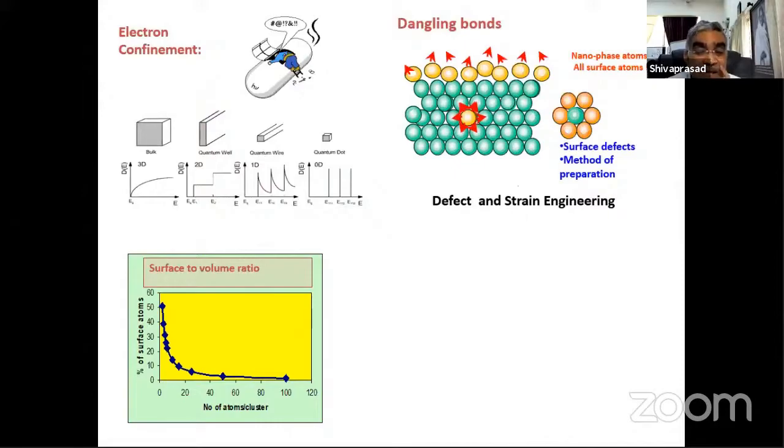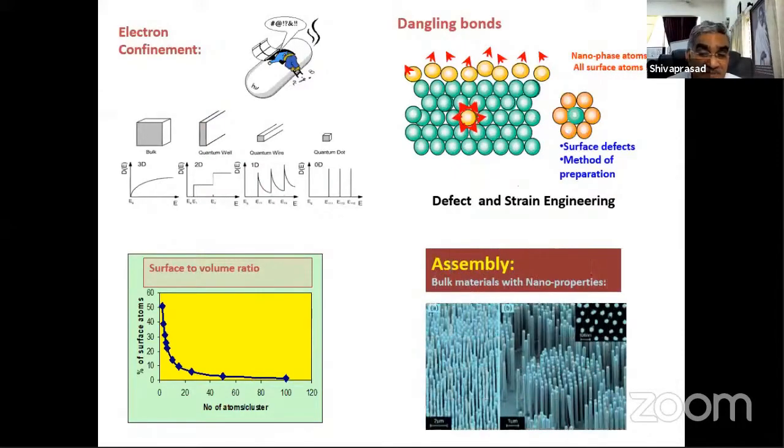So I think assembly is a serious problem. In this picture, you see these beautifully aligned nano rods. Each of them is aligned to make a bulk material, but they still retain their nano properties because they're not combined together. When you mix them, they will ultimately become bulk again, which you don't want.